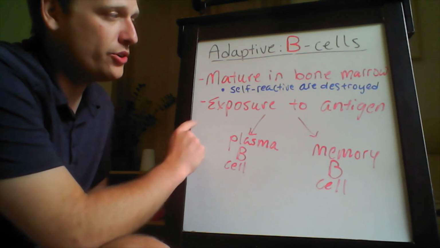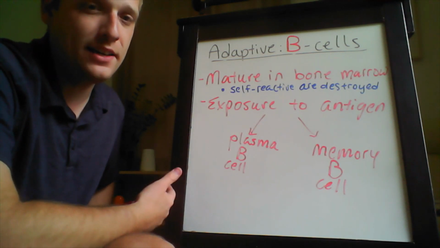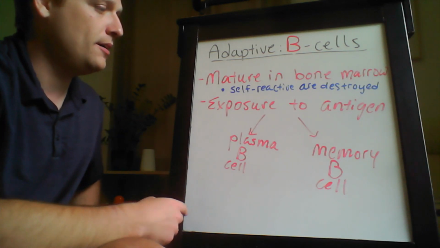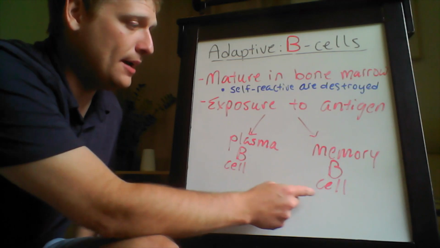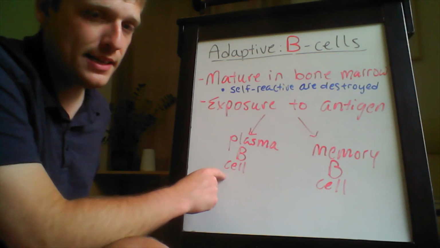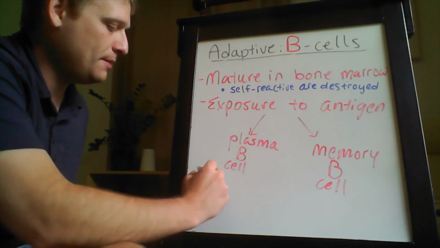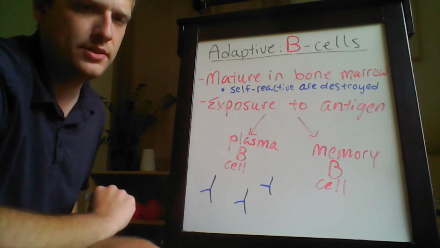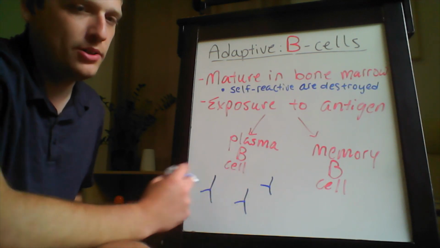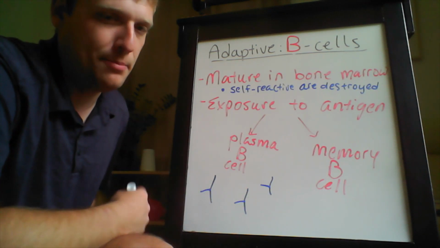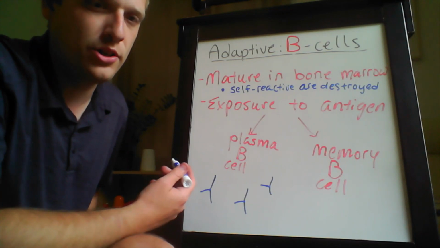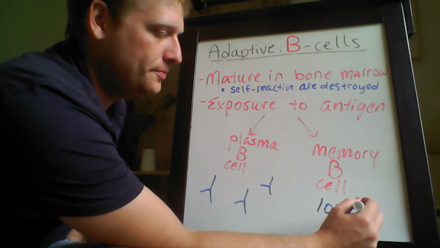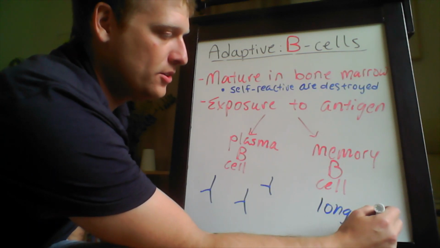Once exposure to an antigen occurs, if a B cell is exposed to its unique antigen, it's going to differentiate into two types of cells. A plasma B cell, which is going to actively produce antibodies. And antibodies look like these little Y-shaped molecules. So it's going to actively produce antibodies that are going to circulate in the blood and provide immunity in the short term. But memory B cells are going to exist to provide long-term immunity.